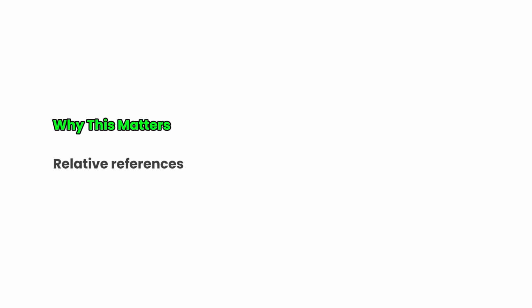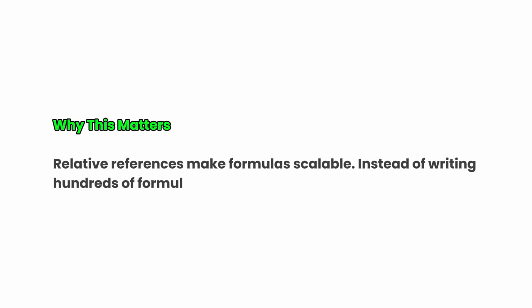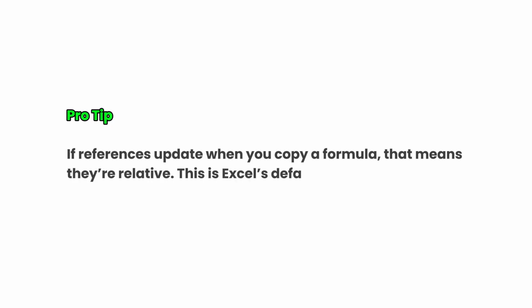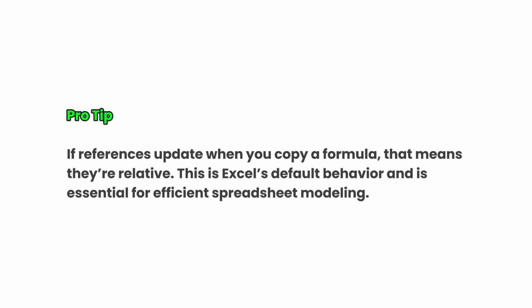Relative references make formulas scalable. Instead of writing hundreds of formulas manually, you write one and copy it. If references update when you copy a formula, that means they're relative. This is Excel's default behavior and is essential for efficient spreadsheet modeling.